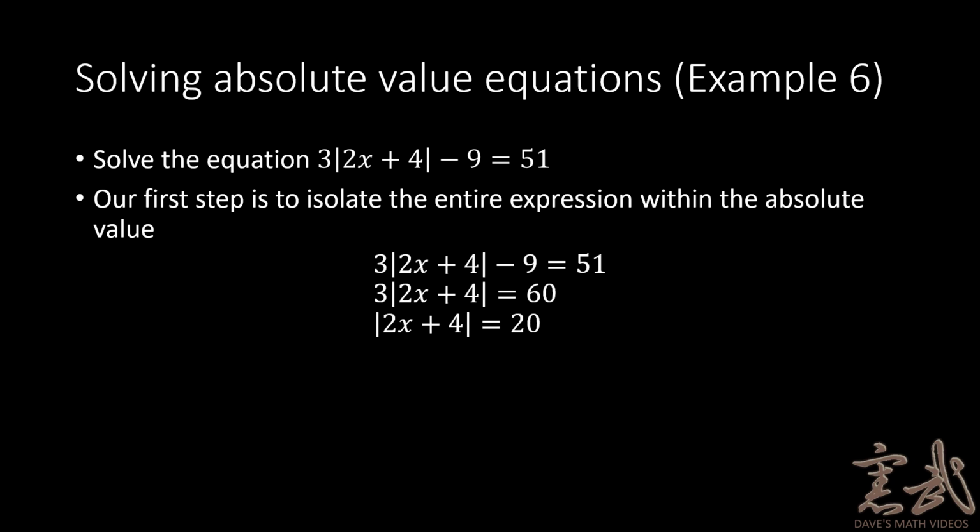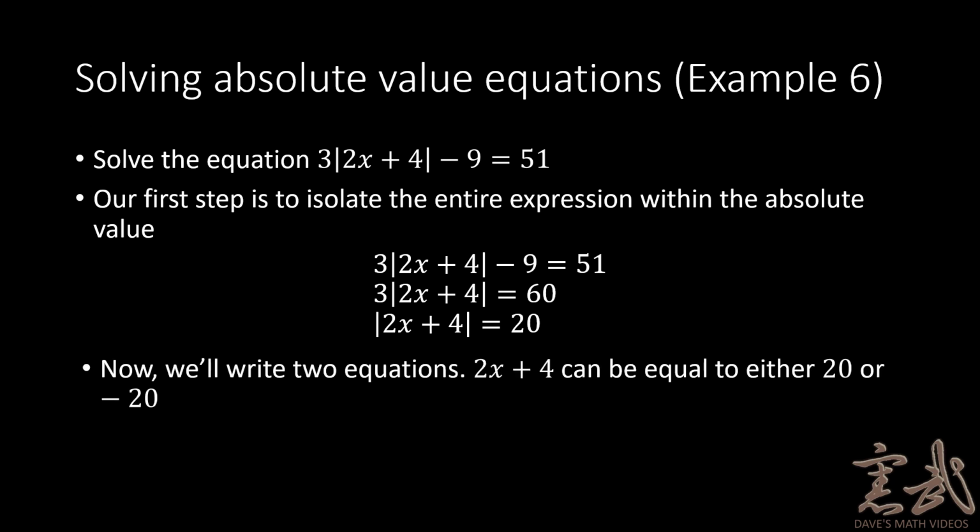If you try to isolate this, the first thing to do is to add 9 to both sides. This will give us 3 times the absolute value of the quantity 2x plus 4 is equal to 60. Next, you will divide both sides by 3, and you'll get the absolute value of 2x plus 4 is equal to 20. At this point, we realize that the whole quantity 2x plus 4 can be either equal to 20 or negative 20.